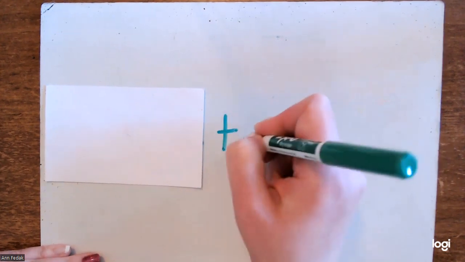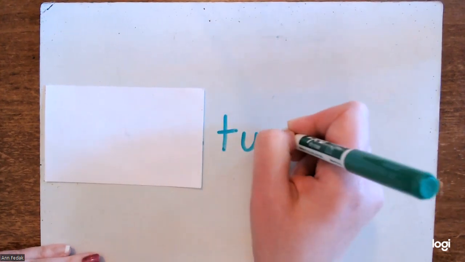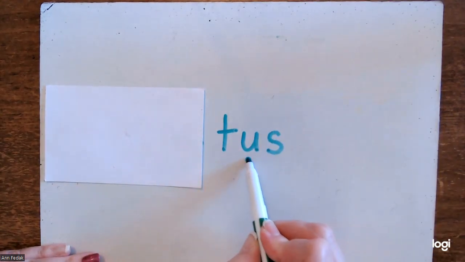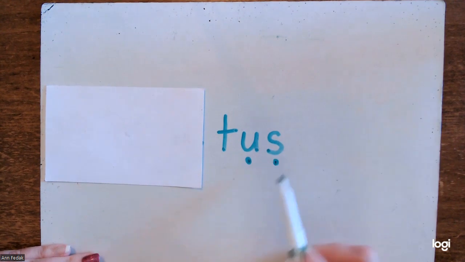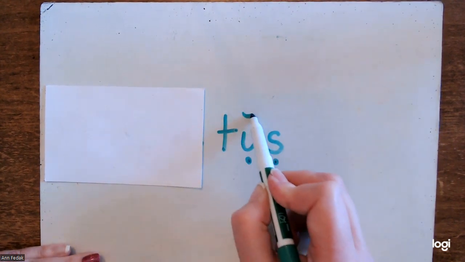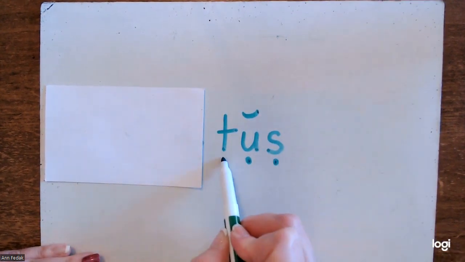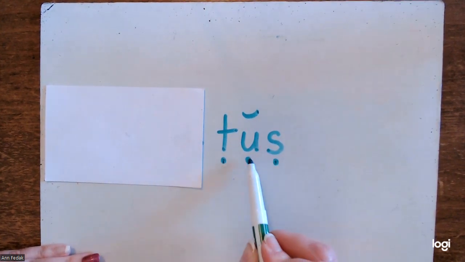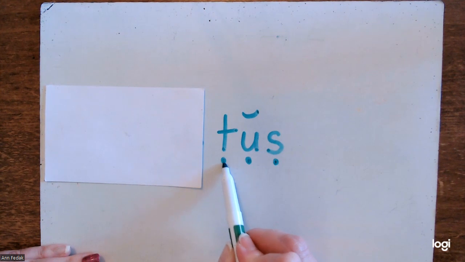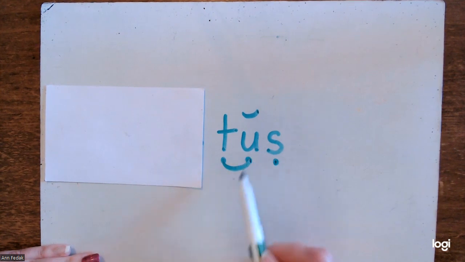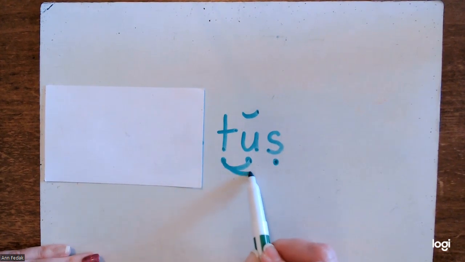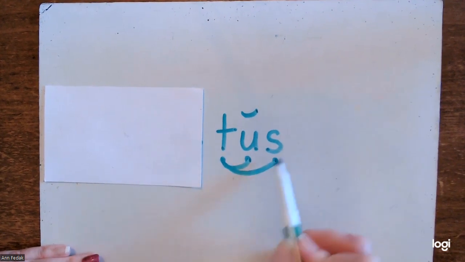Here's our second syllable. And again, I see one vowel with a consonant after it. Remember, that vowel will usually be short. Let's link our sounds. T, a, s, tuss, tuss.